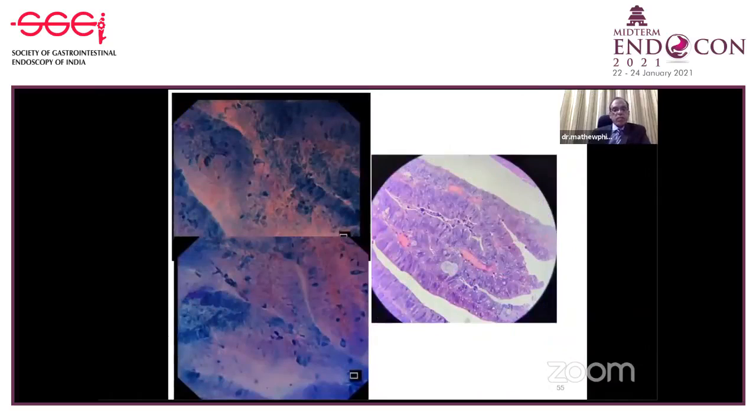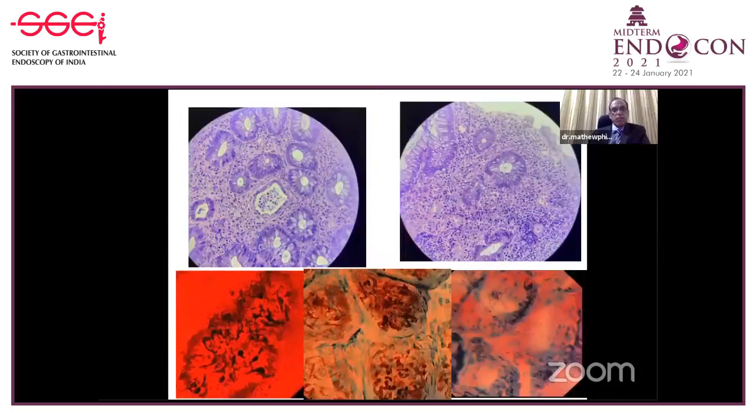This slide actually shows tubulovillous adenoma with areas of malignancy. Here also it shows the tumor inside the villi. Next slide. In the crypts. And the same patient, a rectal biopsy. This is actually ulcerative colitis. You can see a crypt abscess, and this is a cryptitis.